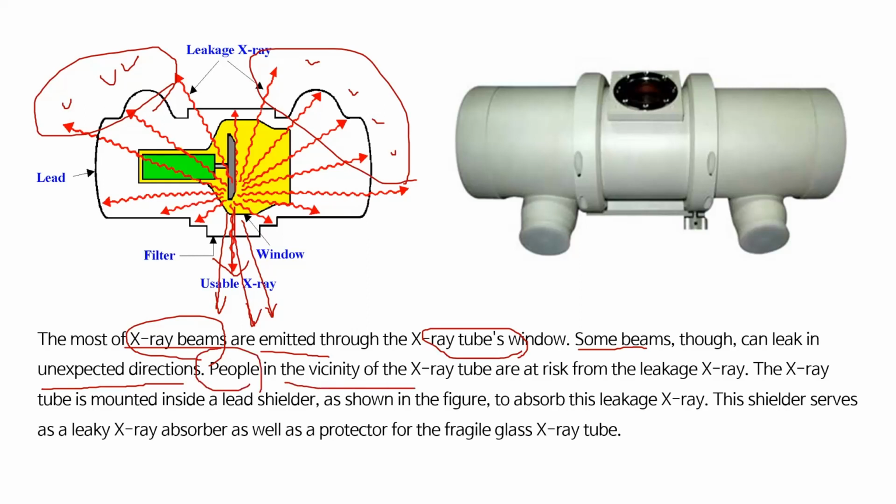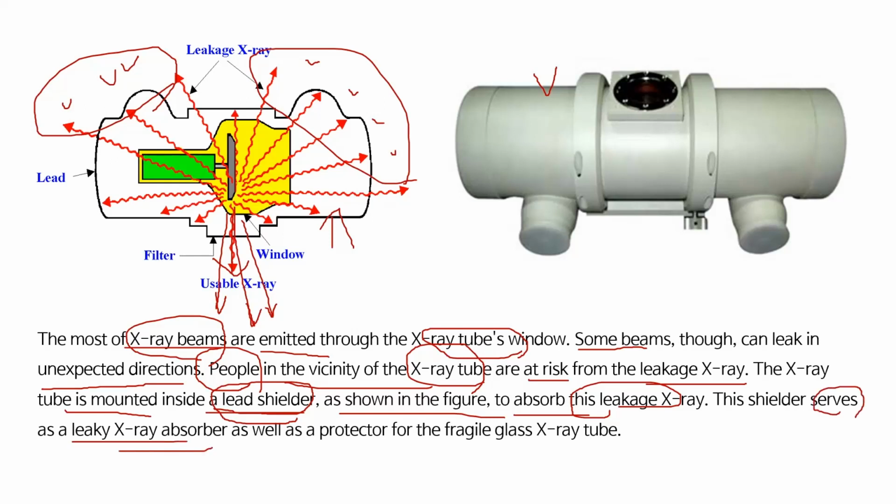The people in the vicinity of the X-ray tube are at risk from this leakage X-ray. The X-ray tube is mounted inside a lead shielder, as shown in the figure. So the lead shielder, this one, absorbs this leakage X-ray. This shielder serves as a leakage X-ray absorber as well as a protector for the fragile glass X-ray tube. The X-ray tube is made of glass, so we have to protect it, as it is very fragile. So this shielder also protects this fragile X-ray tube.